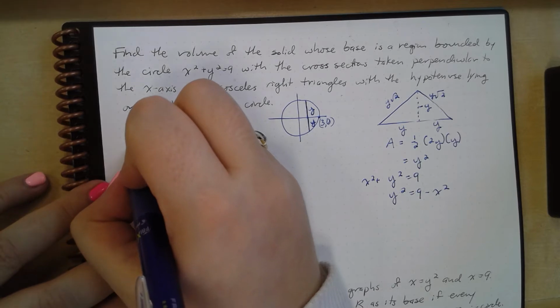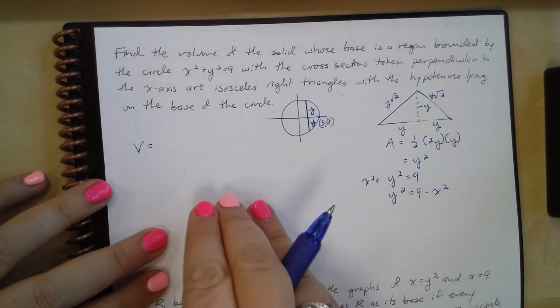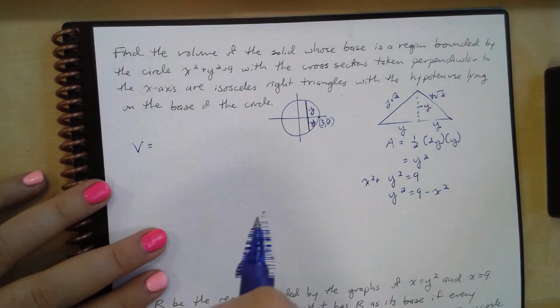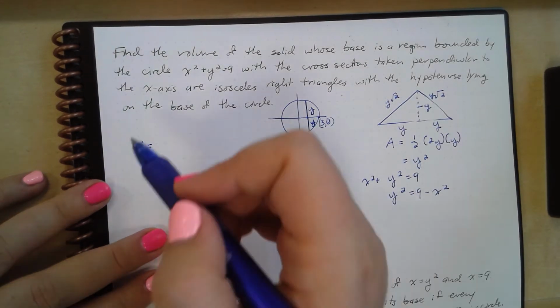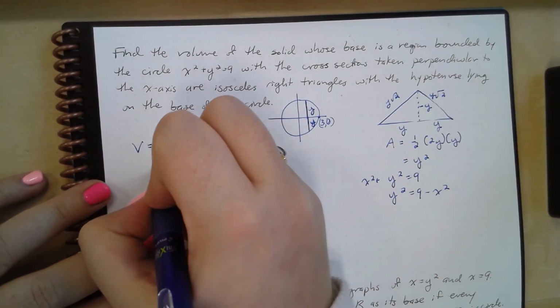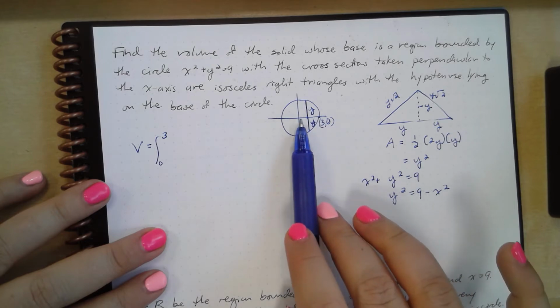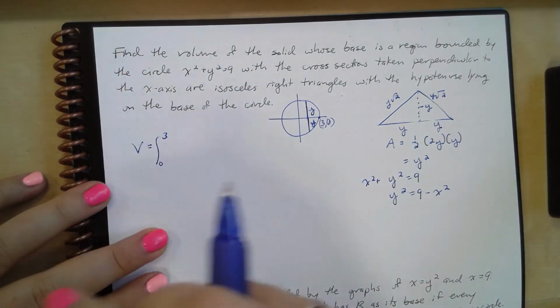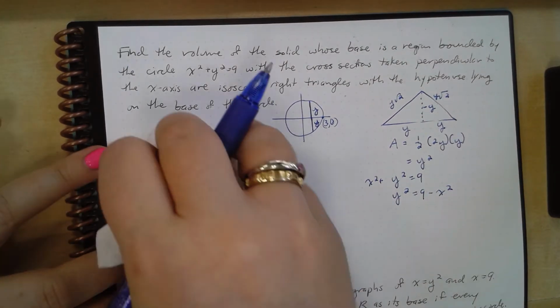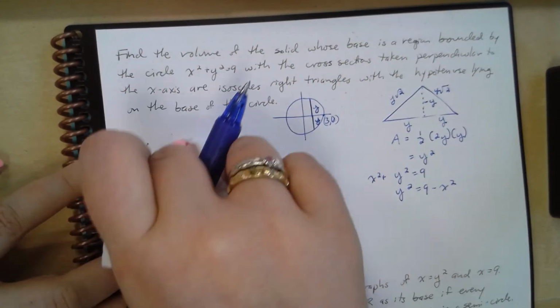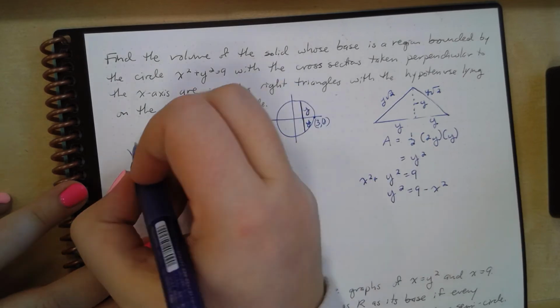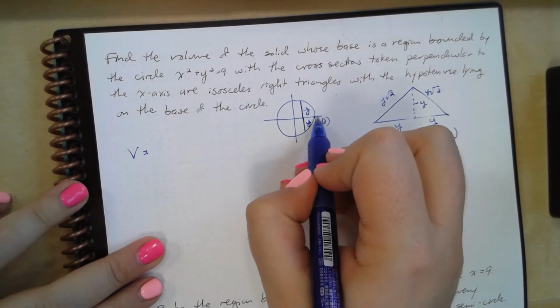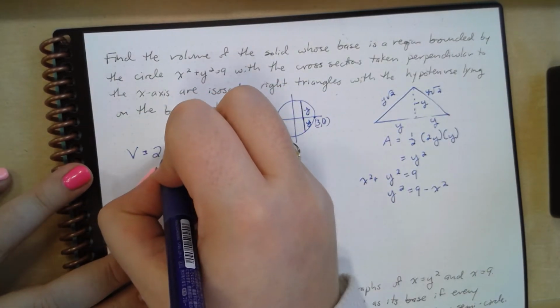So to find our volume, because we're taking this perpendicular to the x-axis, this needs to be with respect to x. Our volume from 0 to 3, I'm just going to find from here to here, is equal to, you know what, I'm going to erase this. I could find my volume from -3 to 3. But if I find my volume from 0 to 3, then I can just multiply it all by 2.